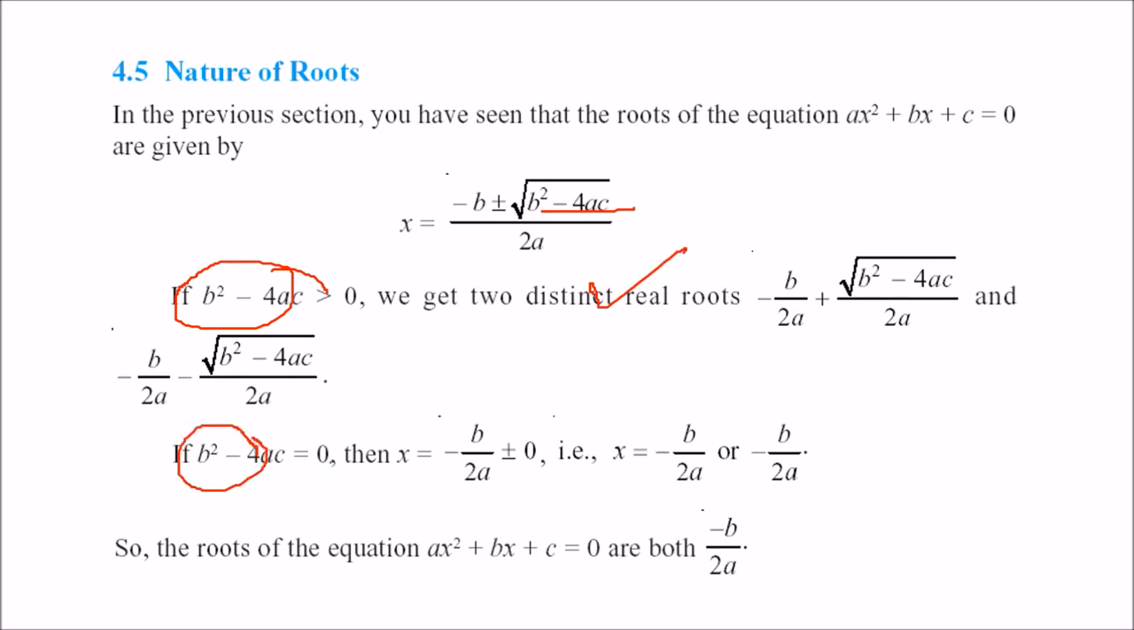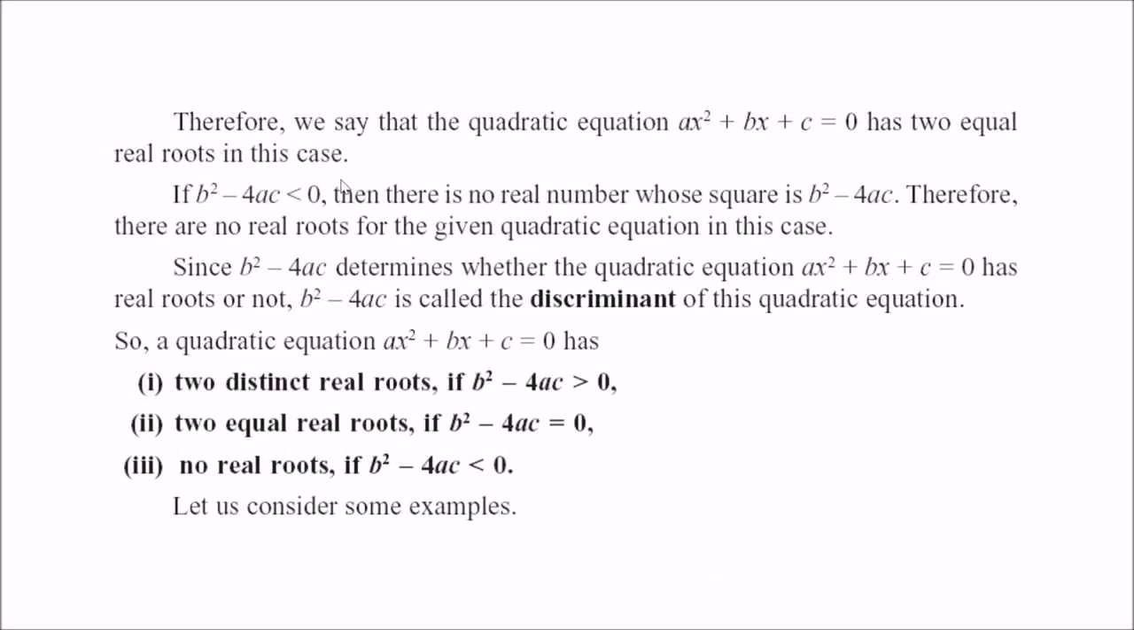If b square minus 4ac is equal to 0, you will get real roots, but they will not be distinct, they will both be equal. So what about b square minus 4ac less than 0? You will not get any real roots. So two distinct roots if b square minus 4ac is greater than 0, equal roots if b square minus 4ac happens to be 0, no real roots if b square minus 4ac is less than 0.